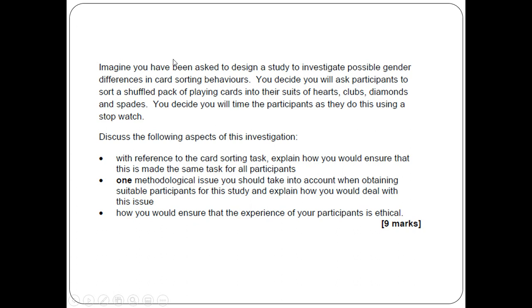So just think of an ethical issue that's appropriate for this task. So maybe protection of participants and embarrassment, and then name it and ensure, and just state how you would ensure it is ethical.